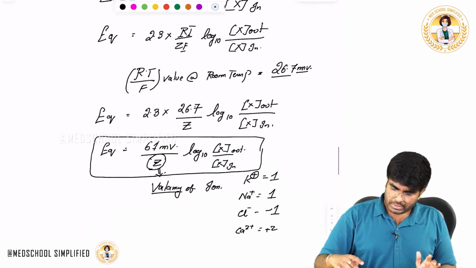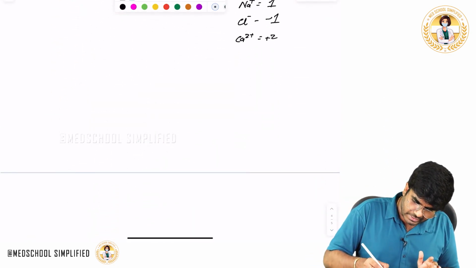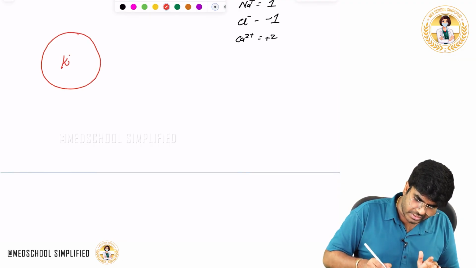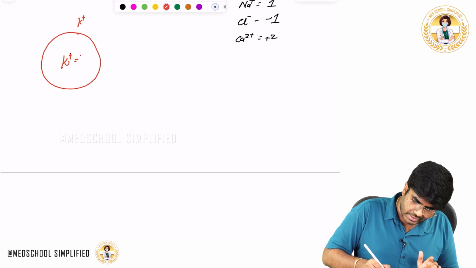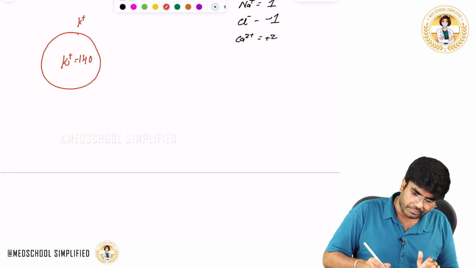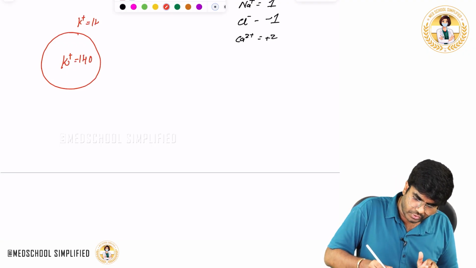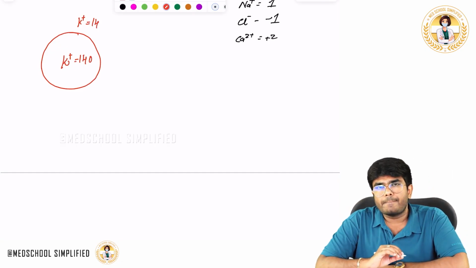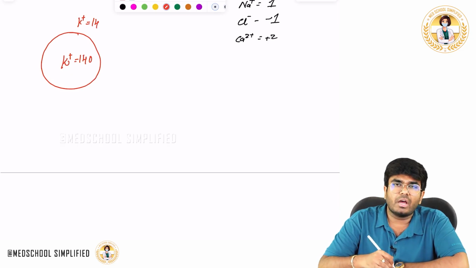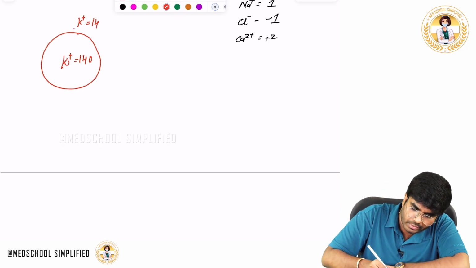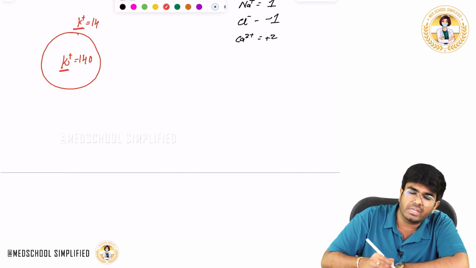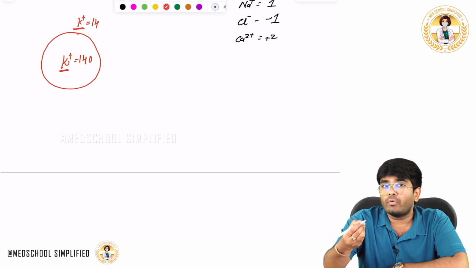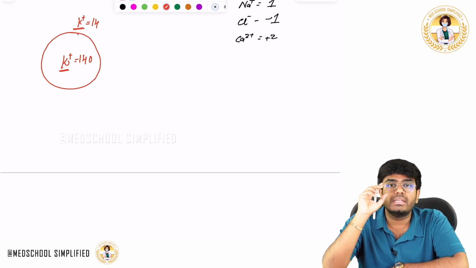Now for example, here I am showing you one cell. Inside the cell potassium is there, outside the cell also potassium is there. Inside the cell the potassium concentration is 140 milliequivalents and outside the cell it is 14. Now calculate the equilibrium potential of this potassium, given the concentration of ion outside the cell and inside the cell. So how are we going to calculate it? With the help of the Nernst equation.